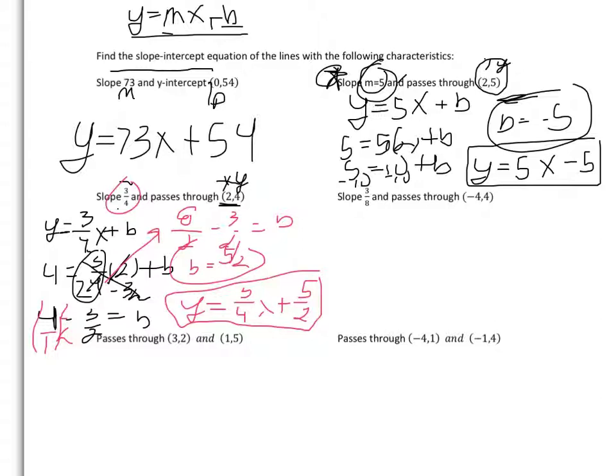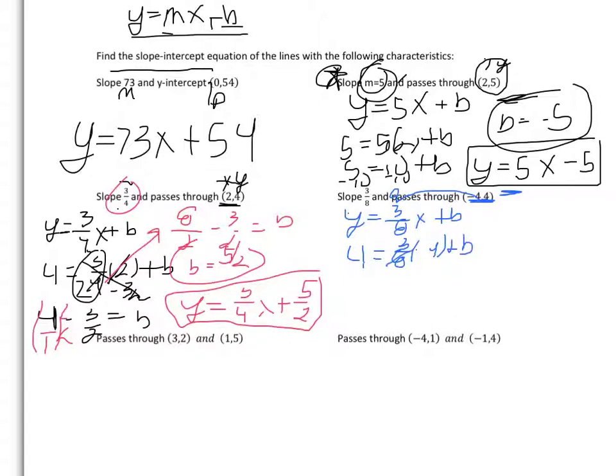So next one, we have the slope, and we have a point. So once again, we're going to do the same thing we did in the last two. y equals 3/8 x plus b. So we plugged our slope in for m. Now we plug our x and y in right here into our equation to solve for b. So we get 4 equals 3/8 times negative 4 plus b.